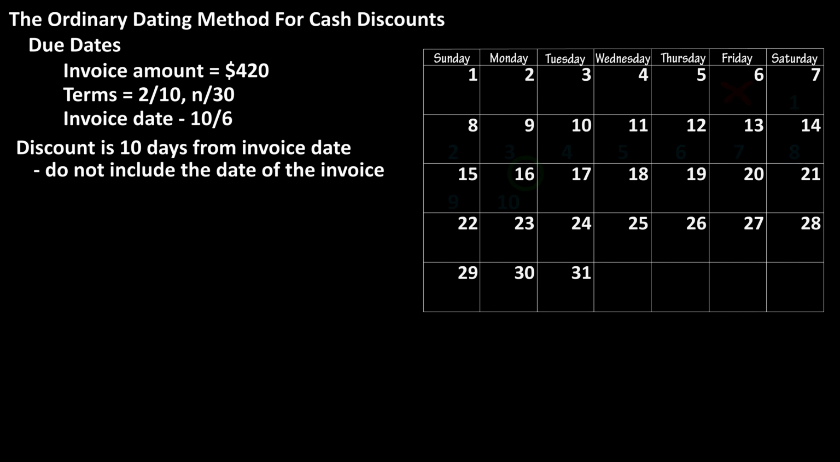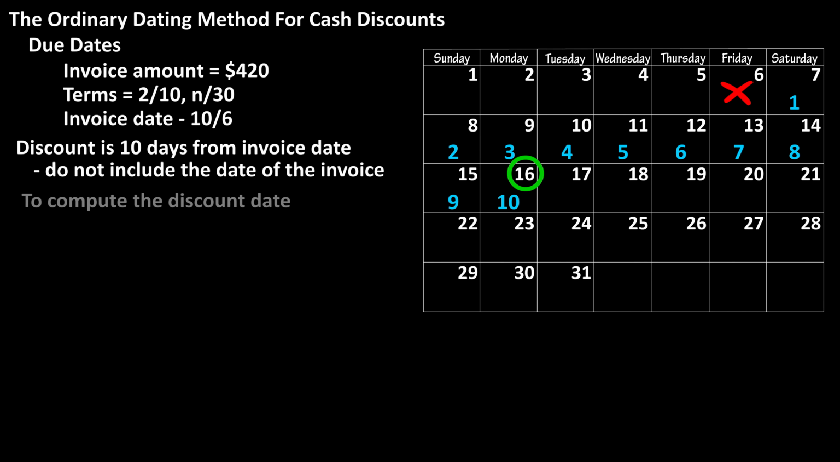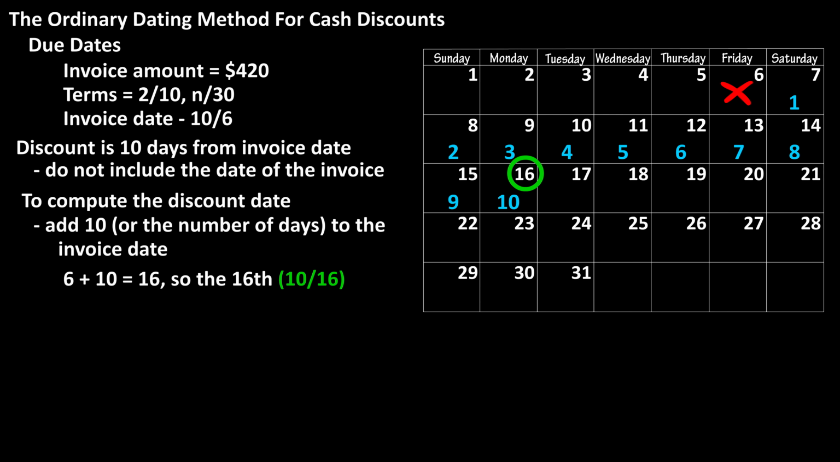Here is a calendar counting the days from the invoice date, which is the 16th. Now to compute this date, we just add 10 to the invoice date. So 6 plus 10, which equals 16, so the 16th. Same as counting through the calendar.